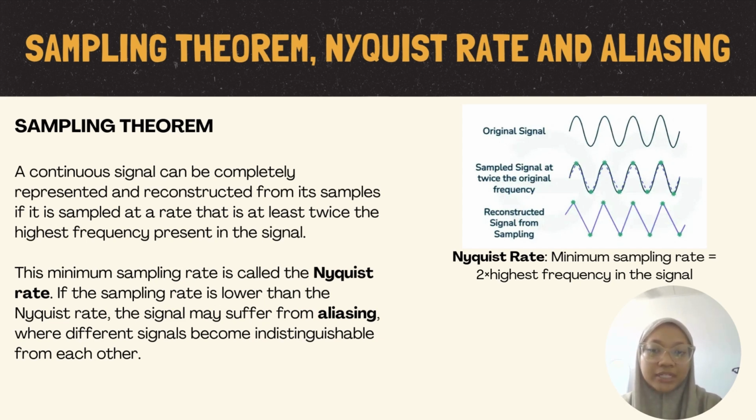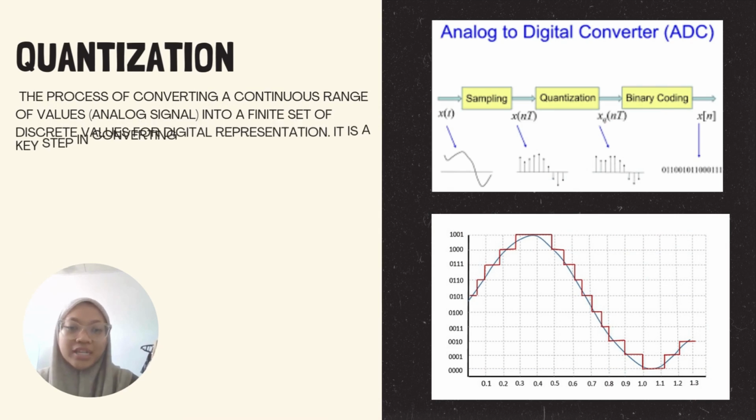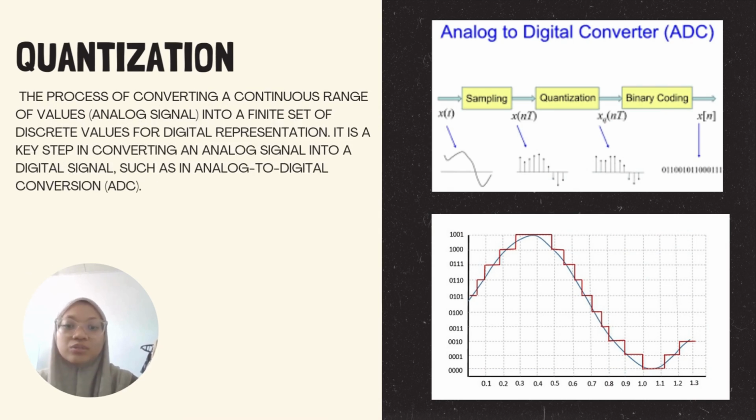If the sampling rate is lower than the Nyquist rate, something undesirable happens, which is aliasing. Aliasing is when different signals become similar to each other in the sampled data. To prevent aliasing, we apply a low pass filter before sampling. This removes high frequency components that could cause aliasing. Next is quantization, an essential process in converting analog signals into digital signals.